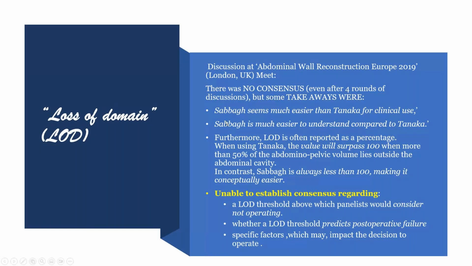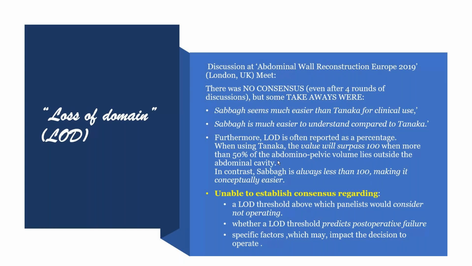Number one, the Sabga method is much easier than Tanaka. It's much easier to understand. Furthermore, loss of domain is often reported as a percentage. Now, when using Tanaka, the value will surpass 100% when more than 50% of the abdominal pelvic volume lies outside the abdominal cavity. In contrast, the Sabga is always less than 100. Why? Because it's always reporting on a bottom line of 100, making it conceptually easier, while Tanaka says 20 over 80.